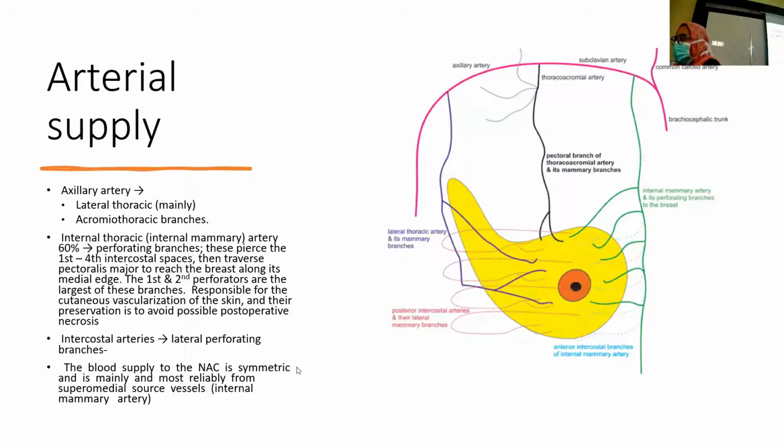So the medial internal mammary also is the main blood supply for your nipple areola complex. Okay, so if you want to do any nipple conserving surgery, you have to look after the arterial supply from these branches.